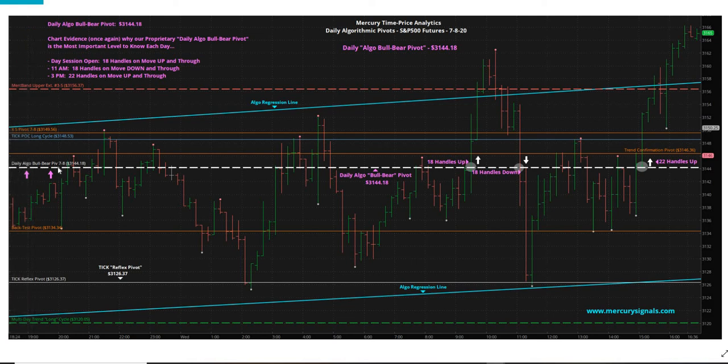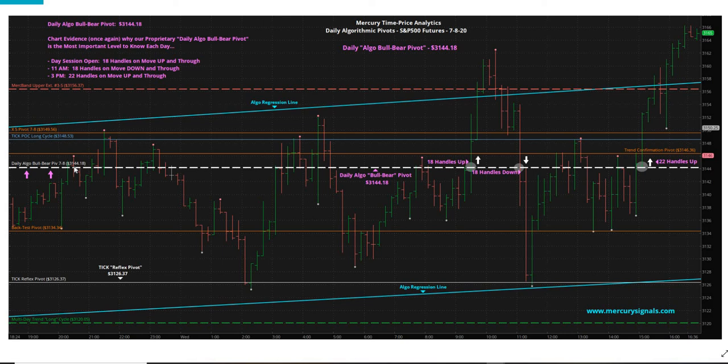daily bull bear pivot. Now, as with our other algorithms, they are produced before the market opens. These are not generated during the day. They're provided to our members ahead of time. And the single most important trading level to know every single day is our daily bull bear pivot. If you go to our website, mercurysignals.com, you'll see the subscription rates and all the different things that you get. If we gave you nothing but this, it would be worth its weight in gold.